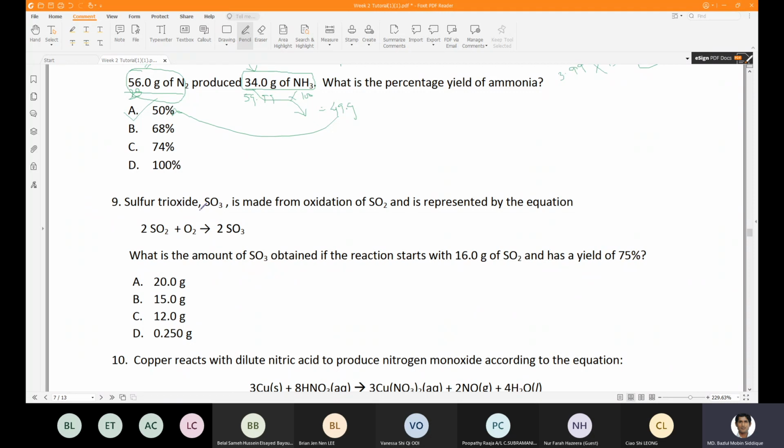Question number 9. Sulfur trioxide is made from oxidation of sulfur dioxide and is represented by the equation: sulfur dioxide and oxygen produce sulfur trioxide. What is the amount of sulfur trioxide obtained if the reaction starts with 16 gram of sulfur dioxide and has a yield of 75%?